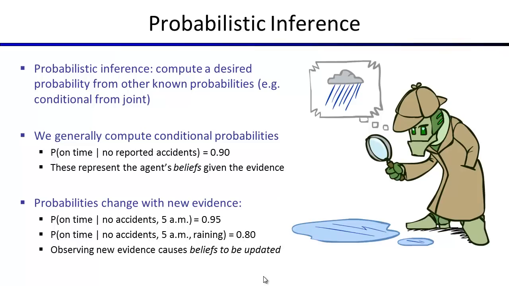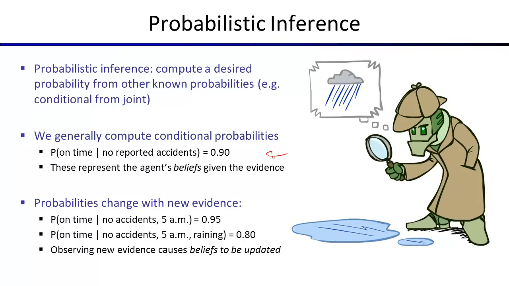The reason this is interesting is because often, as you get more evidence and get to measure more variables, your distribution will change. For example, the probability of getting to lecture on time — I didn't come late on purpose today, but it fits well with this example — could relate to having no reported accidents, maybe a 90% chance of being on time given no reported accidents. But if you in addition know that it's 5 a.m., the probability of getting someplace on time is even higher, because it tends to be quieter on the road at 5 a.m.